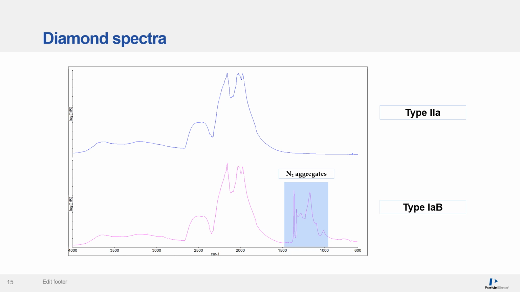Here we can see the differences in the IR spectra of two different diamond types. Type 2A has no nitrogen impurities and has a reasonably simple IR spectrum. Type 1AB contains nitrogen impurities as aggregates and has significant absorptions due to their presence. The shape and intensities within these spectral ranges will change depending on the amount of aggregation present.